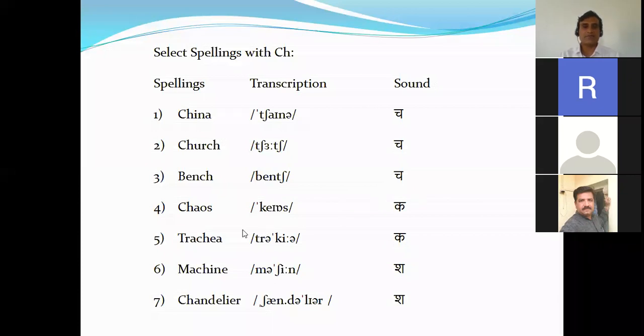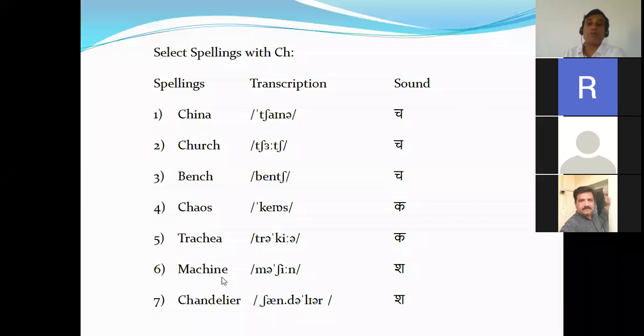But when I say CHAOS, when I pronounce the sound, it is not "chaos". Remember, the pronunciation of this word is "kaos". Chaos means commotion or disorder inside the classroom. So I'm a little confused: in the very beginning CH was "ch", but now here CH is "k". For example, see another example, trachea. Again here CH is "k".